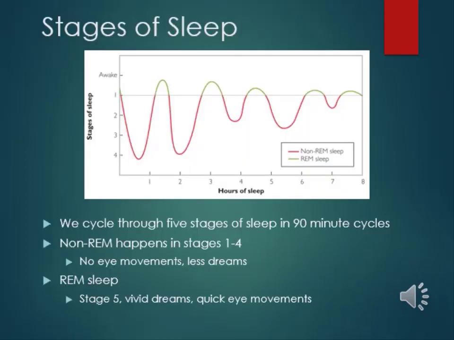Over the course of the night, we cycle through 5 different stages of sleep, and it takes about 90 minutes for us to complete each cycle. Non-REM or non-rapid eye movement sleep happens in stages 1 through 4, and REM sleep happens in stage 5 and is accompanied by vivid dreams as well as quick eye movements.